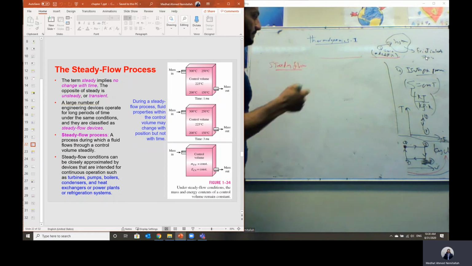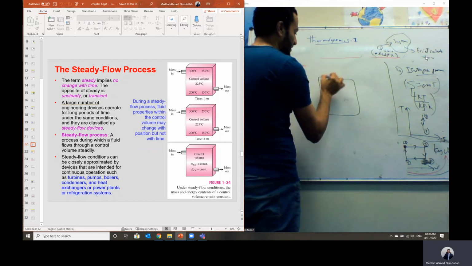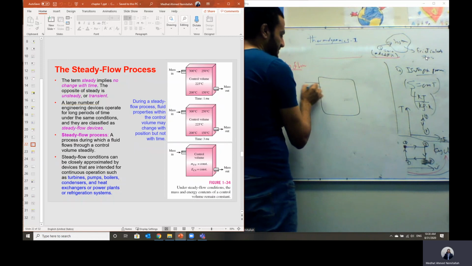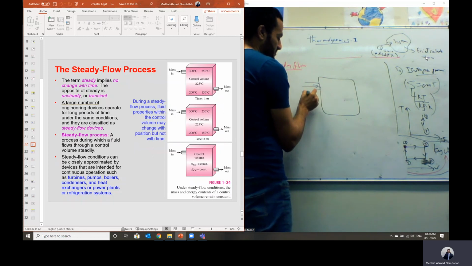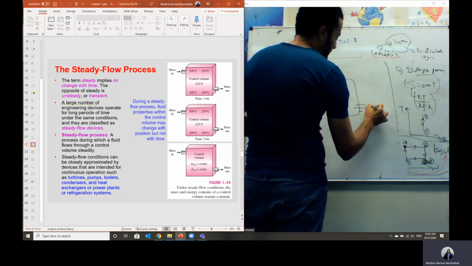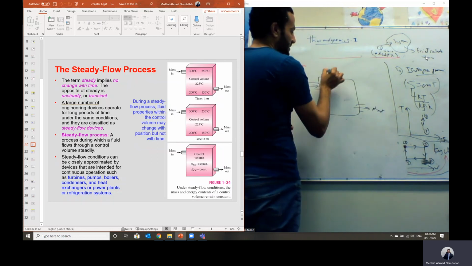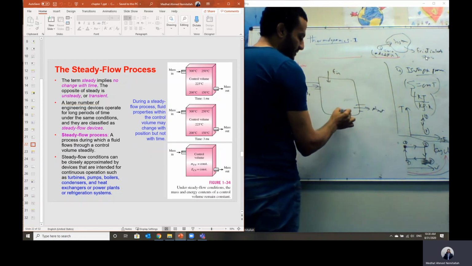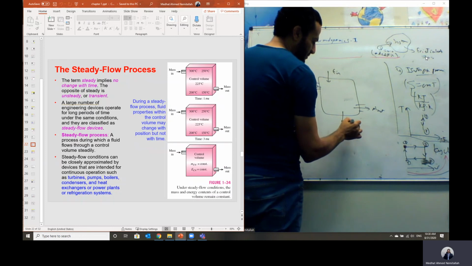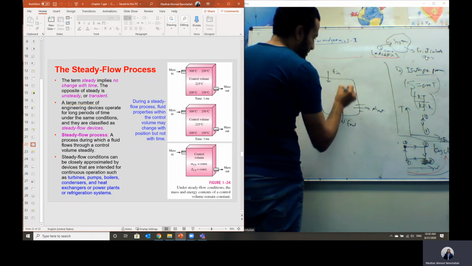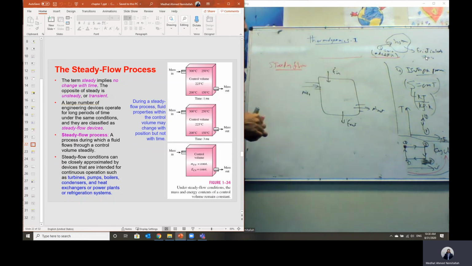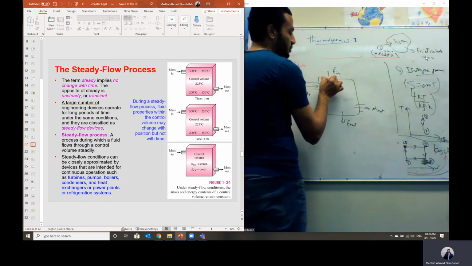I will give an example of steady flow. Let's say we have this tank. We have some flow getting in, mass flow rate in. Some flow rate is going out, mass flow rate out. And let's say we also have any form of energy in and any form of energy out: rate of energy in, E dot in, and energy out.